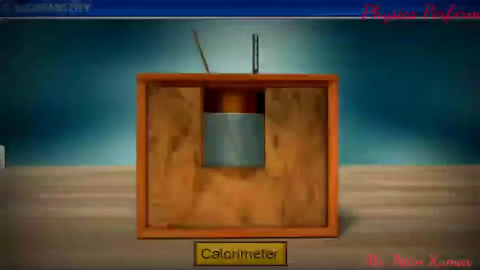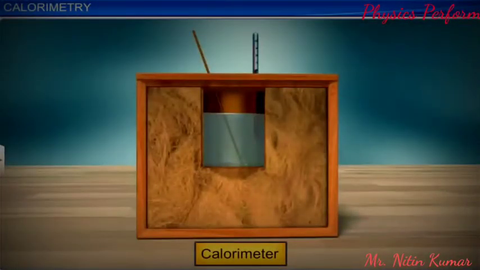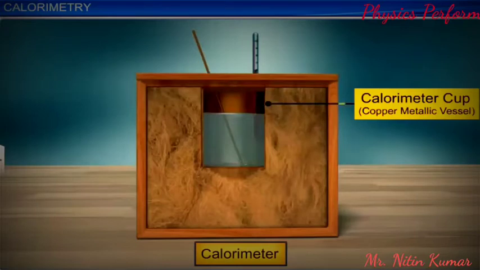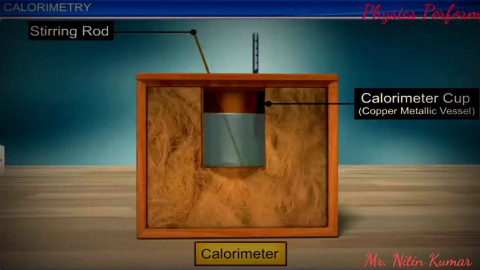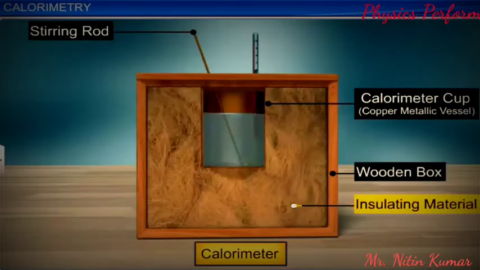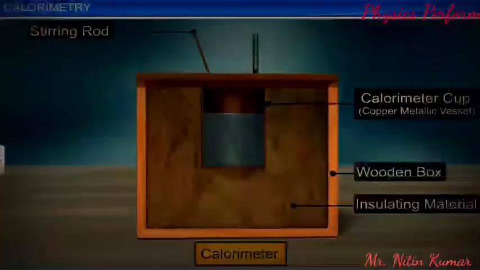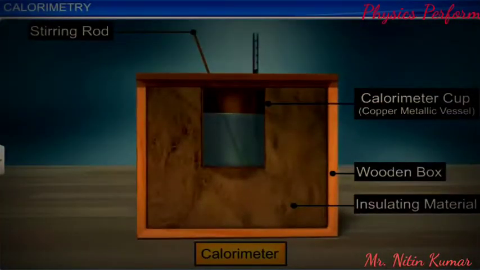In calorimetry experiments, a device known as a calorimeter is usually used to make heat measurements. A calorimeter consists of a small metallic vessel with a stirrer, and usually both are made of copper. The vessel is placed in a wooden box with insulating material surrounding the copper vessel in the box. This wooden box acts as a heat shield and reduces heat loss.